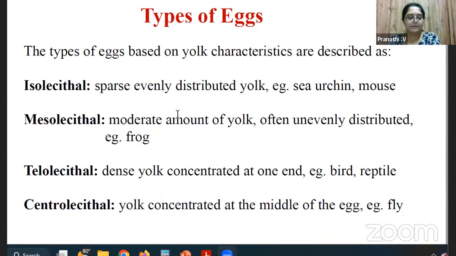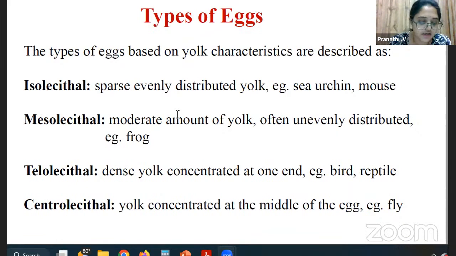And on the basis of type of development, again, eggs are of two types, determinate or mosaic eggs, and then indeterminate or regulative eggs. Determinate egg, wherein the fate of every portion in the egg is determined. That means there is a specific function happening. So if any particular portion of the egg is removed, then that organ will be lacking in the embryo development or in the developed organism. So this is seen in polyclads, nematodes, annelids, molluscs, and ascidians.